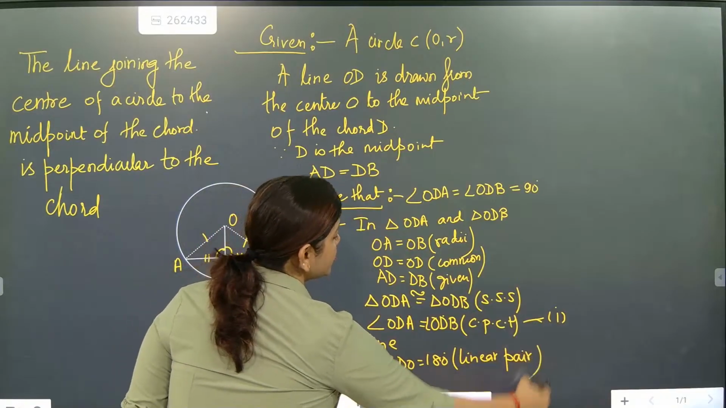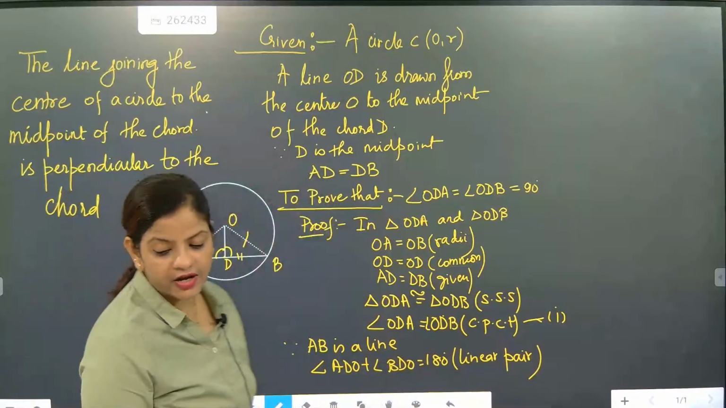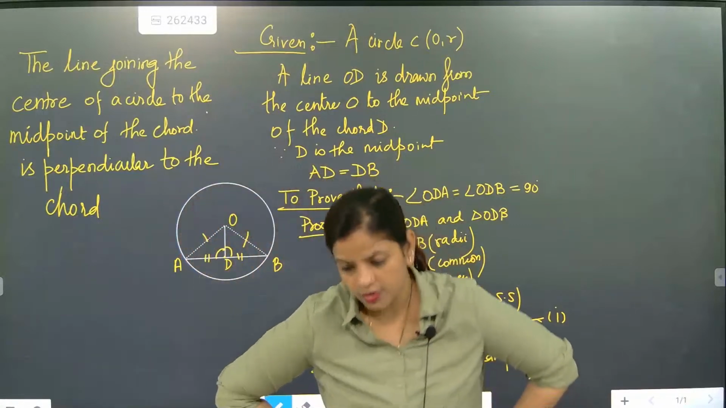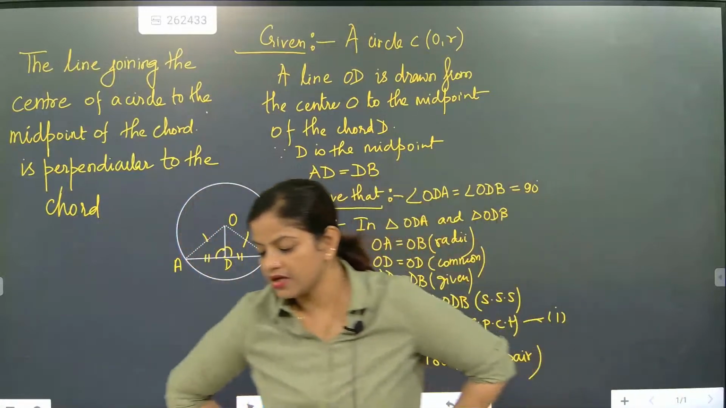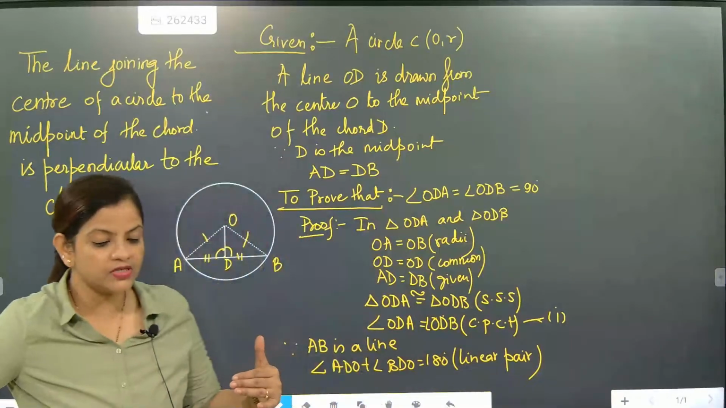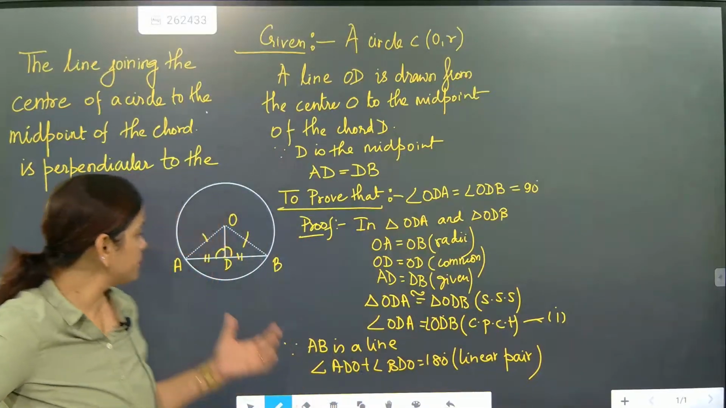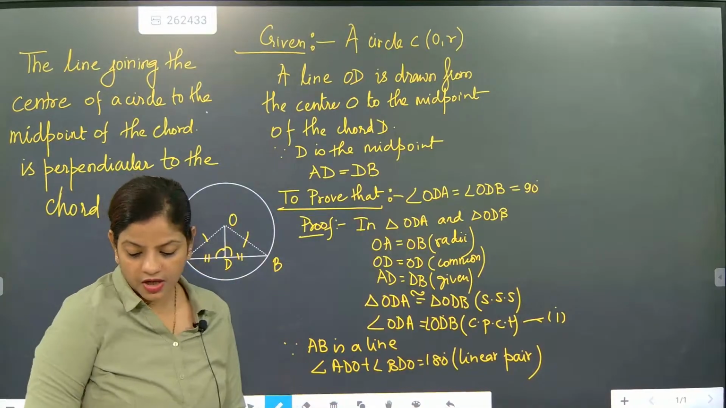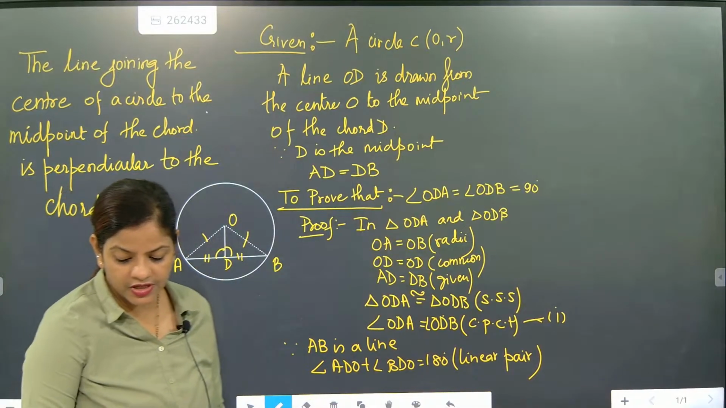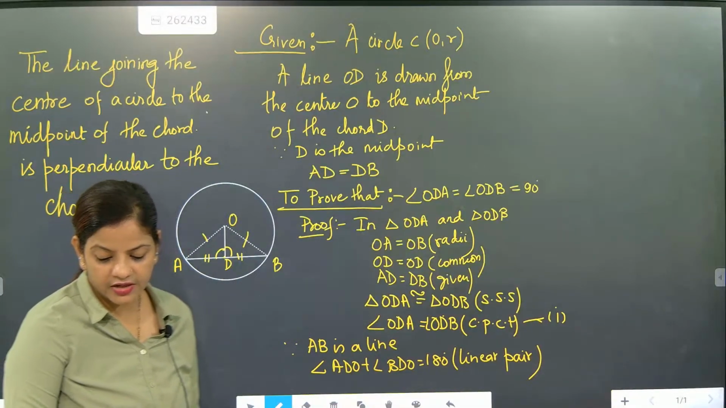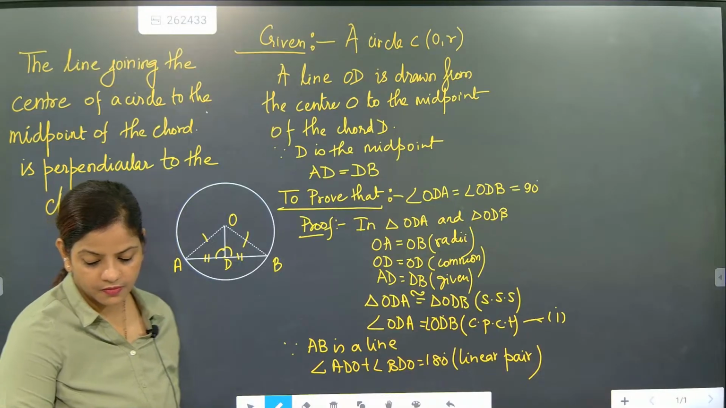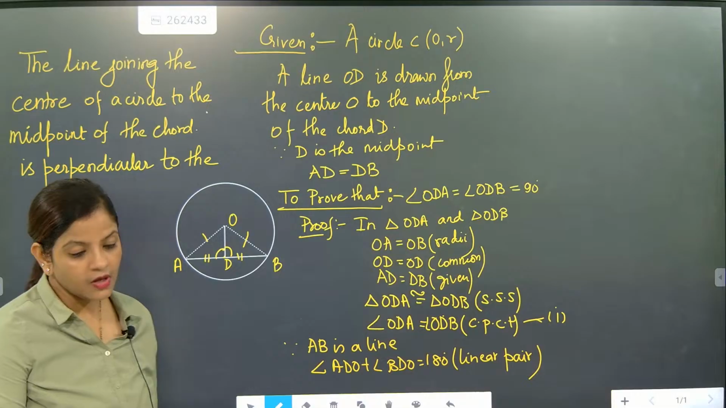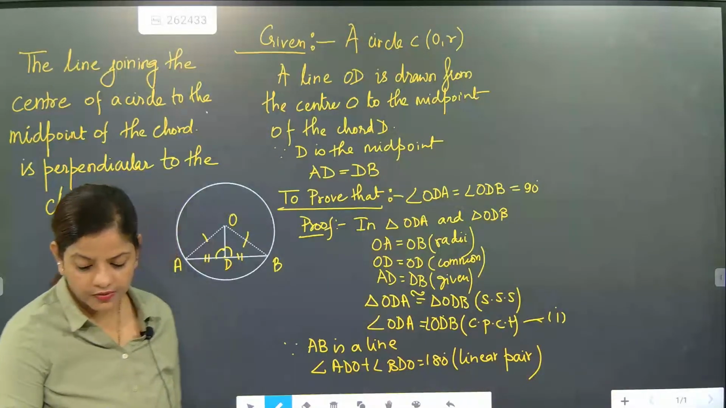Linear pair or straight line. That is, the sum of adjacent angles should be 180. AB is the chord. Yes, Anjali, we can say that AB is a chord also. Understood? But one thing is that AD is equal to DB. Understood? AD is equal to DB. AB is a chord. I hope you might have understood this one.